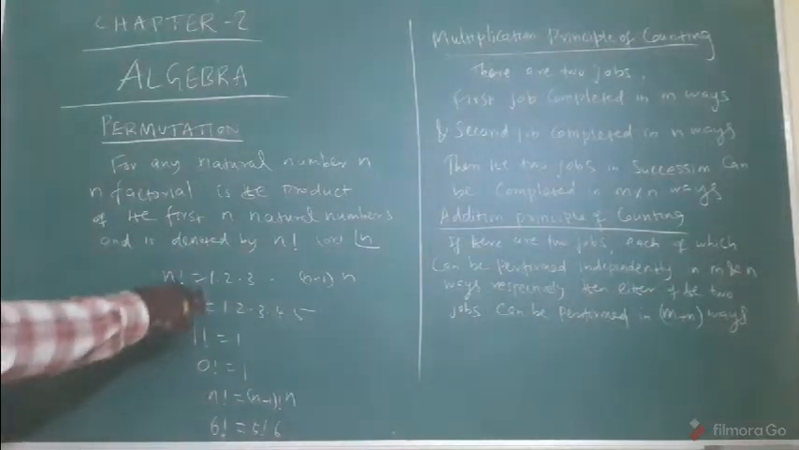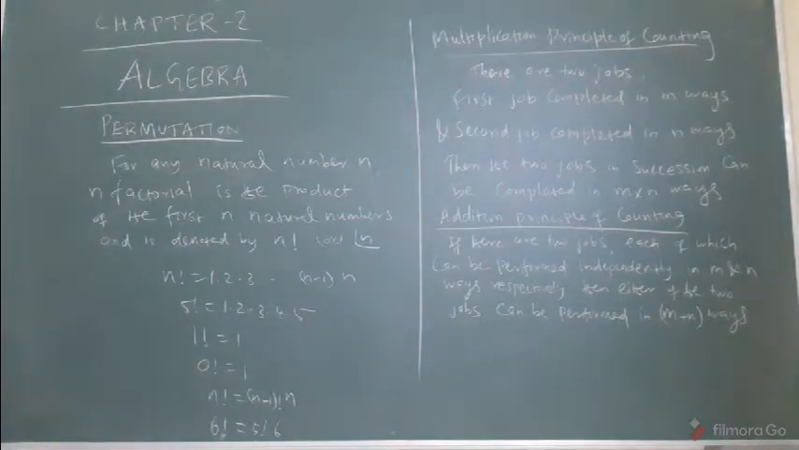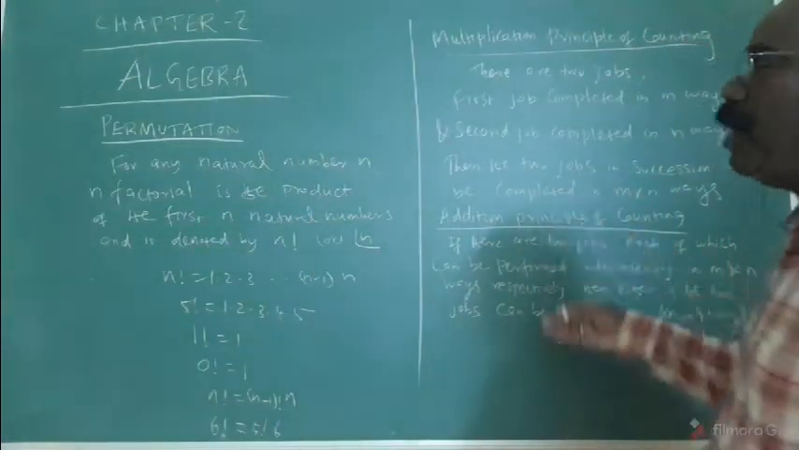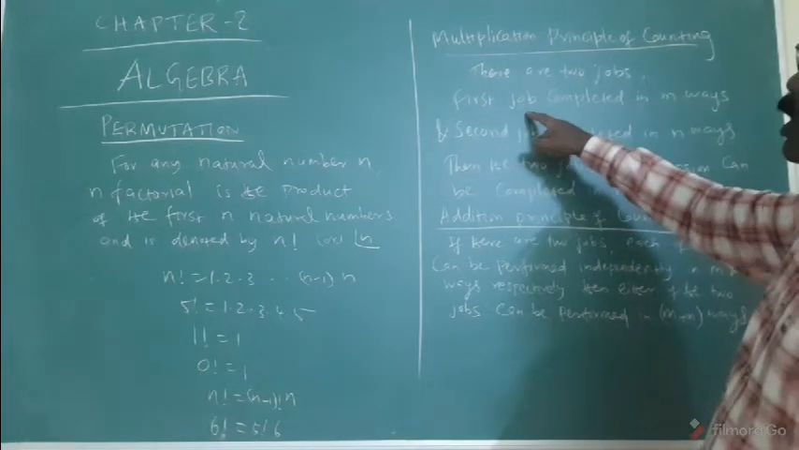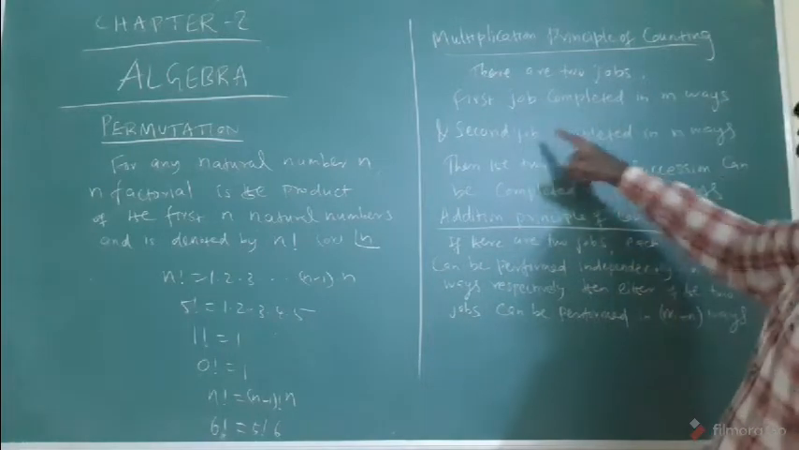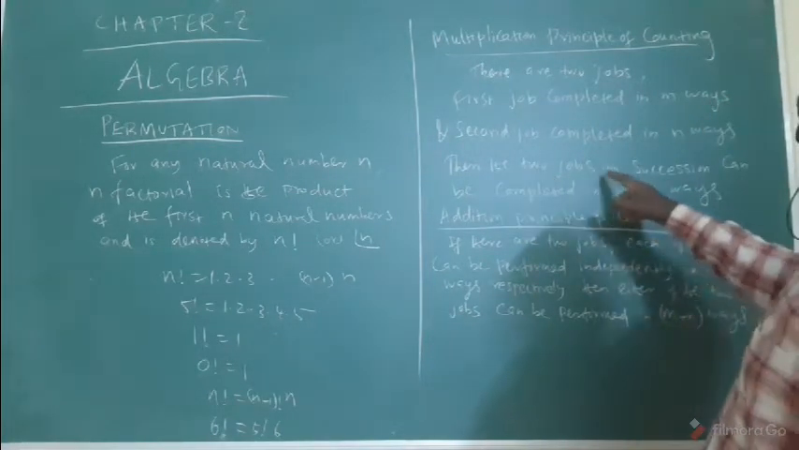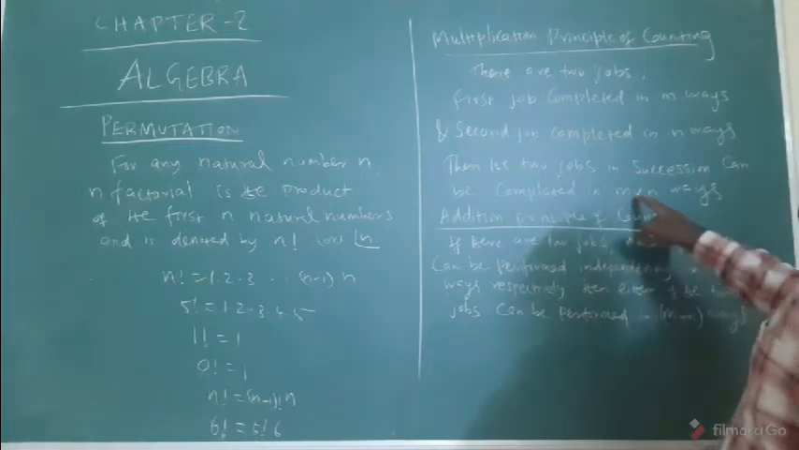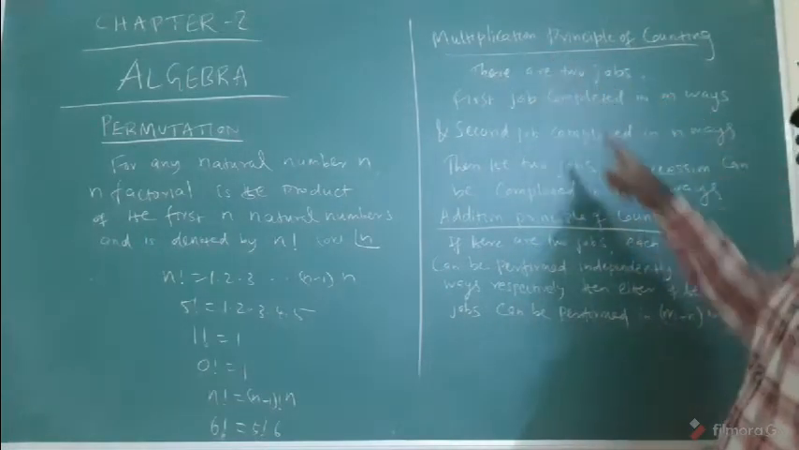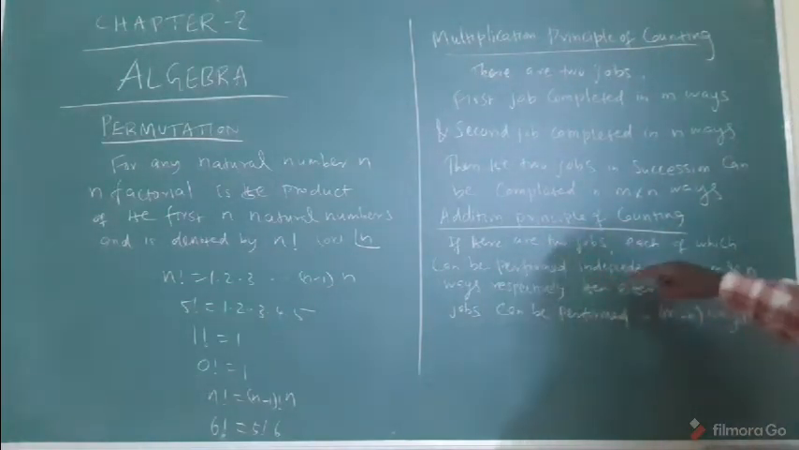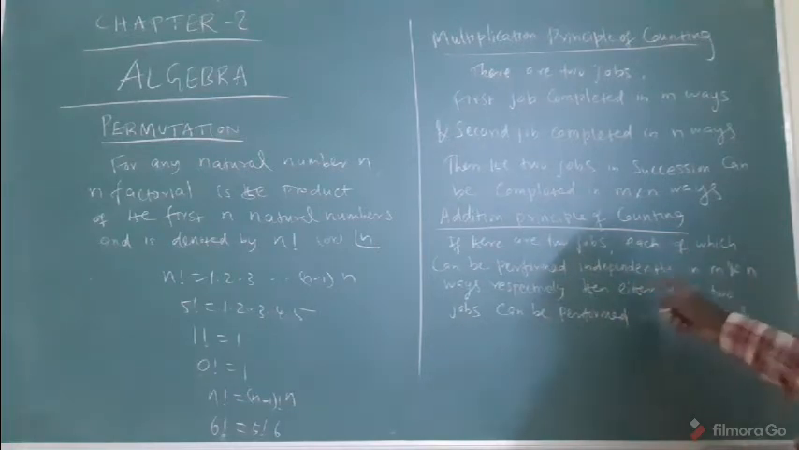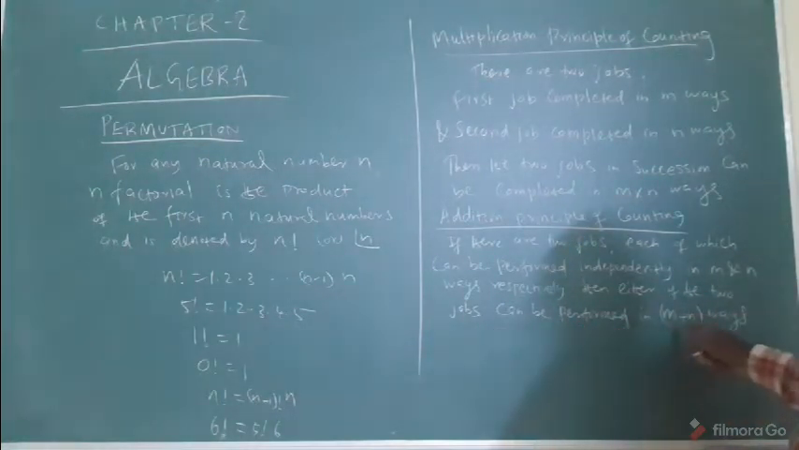This idea is one concept. By using this idea, so many problems are there, 2 mark, 3 mark problems. And one more small definition. Multiplication principle of counting. There are 2 jobs. First job is completed in m ways, next in n ways. Then the 2 jobs in succession can be completed in m into n ways. This is called multiplication. If there are 2 jobs, each of which can be performed independently in n and m ways respectively, then either of the 2 jobs can be performed in m plus n ways. That's important. A small idea.